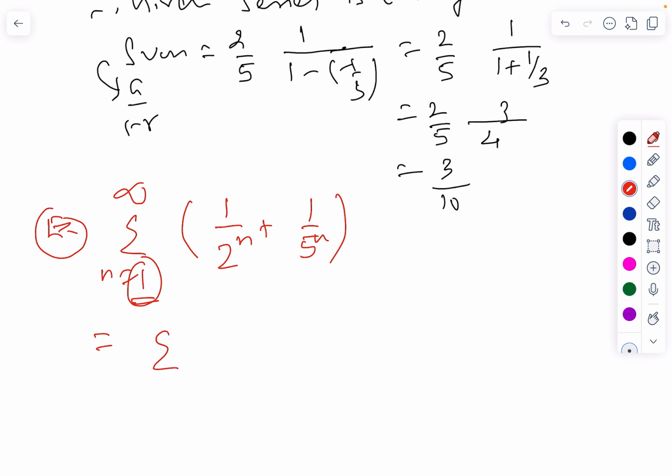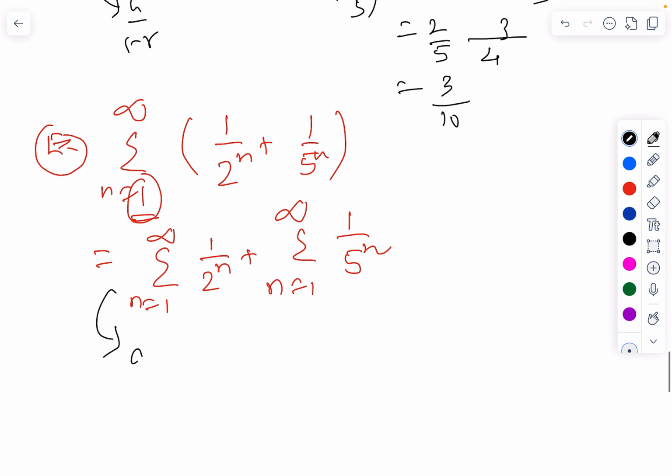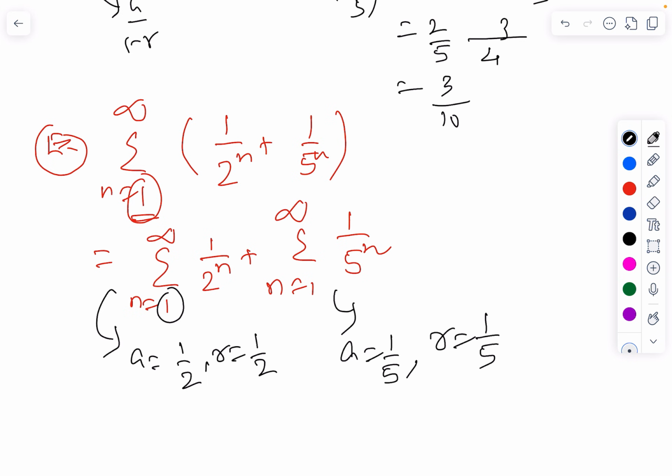And you are having two series like this. Series n equal to 1 to infinity, 1 upon 2 power n plus series n equal to 1 to infinity, 1 upon 5 power n. Now here in this series, what is a? First term, 1 by 2, because n begins from 1. And what is r? That is also 1 by 2. Here a is 1 by 5 and r is also 1 by 5. So take care about this. n begins from 1. If n begins from 0, then a is 1.